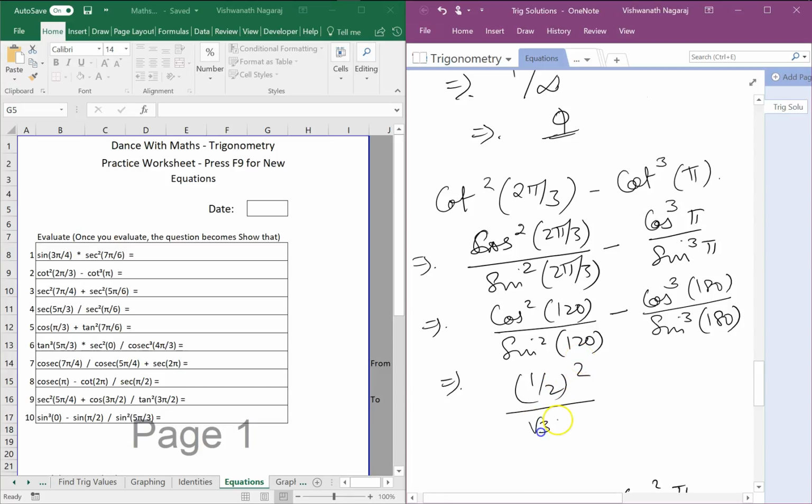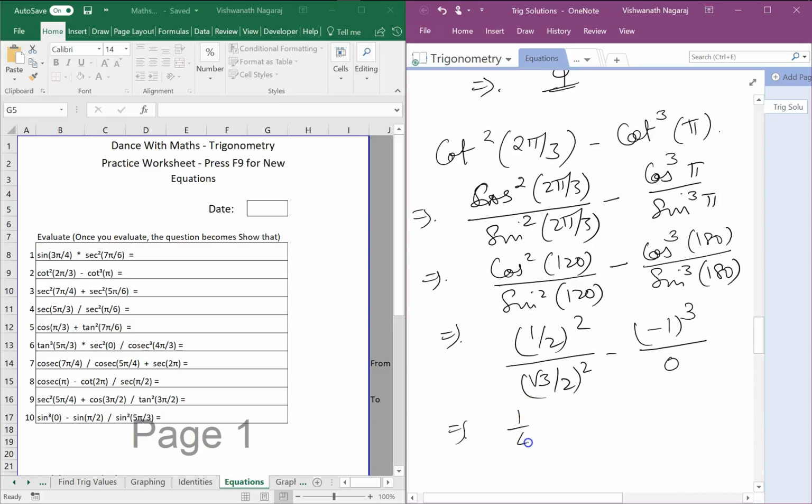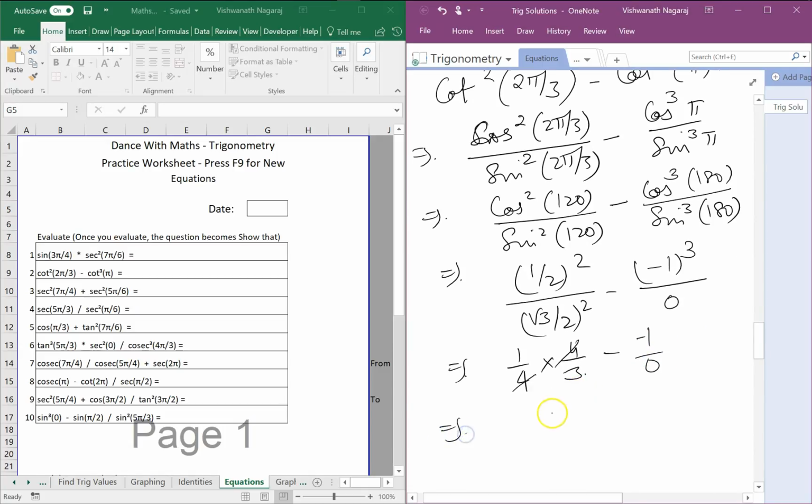So 3 by, so root 3 by 2 minus cos 180 is minus 1. Minus 1 cube, 1 by 4 into 4 by 3, minus 1. Let's carry that still. So 1 by 3 plus infinity, which is infinity.